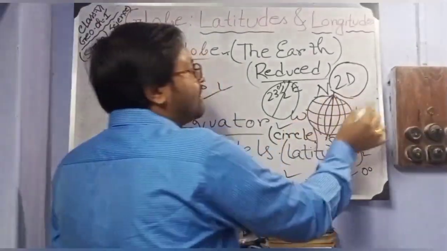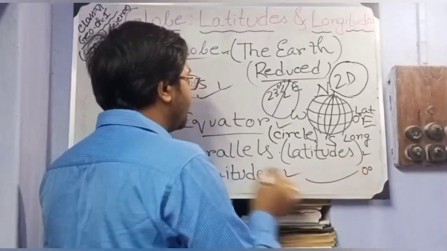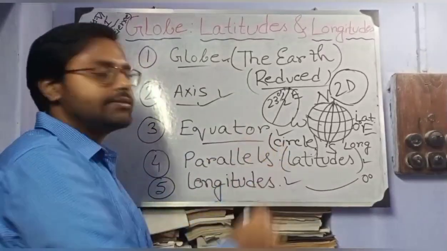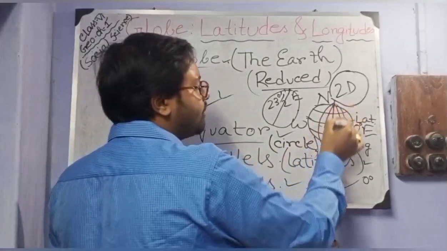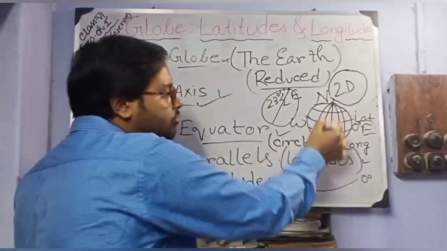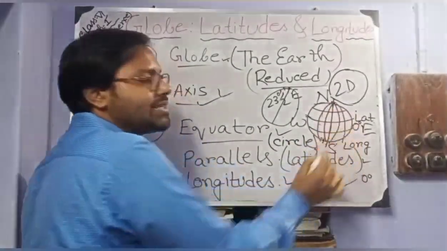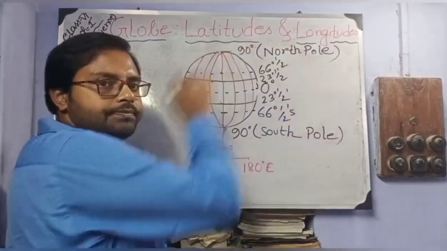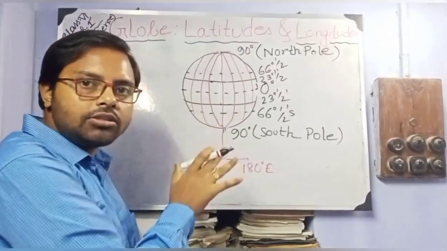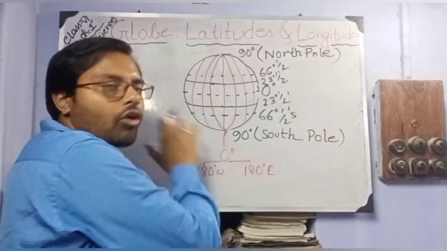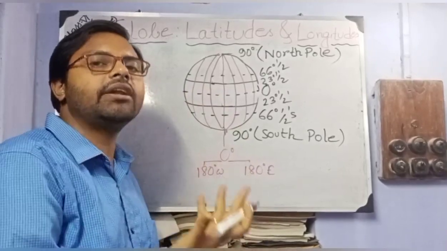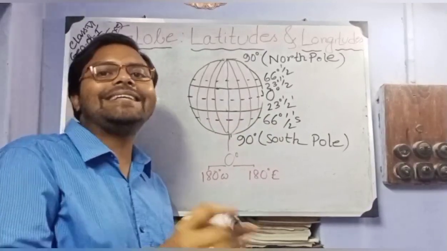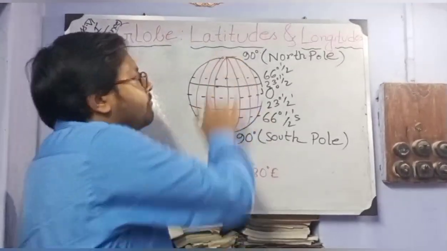Parallels: as the equator is a line, similarly all the lines flowing from west to east are parallels. And longitudes are the imaginary lines flowing from north to south. This is a globe. It is a 2D model because we have drawn this on a 2D surface, a board or any paper. Whenever you draw the Earth or the globe on a paper or board, that is a 2D model, 2 dimension, only length and breadth.